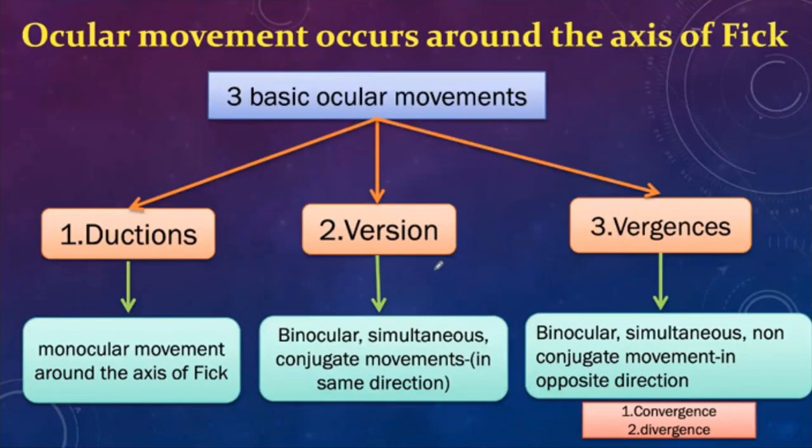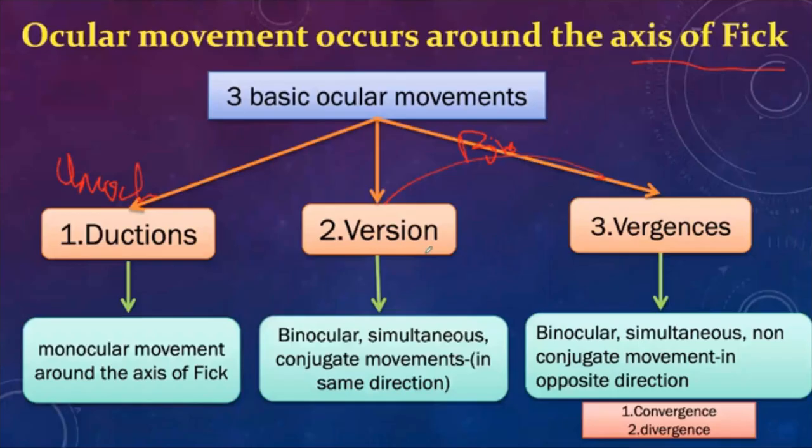So this was a rapid introduction about the anatomy of the extraocular muscles. I think that what has been mentioned, we all know it because it was discussed before in the anatomy. So let's know now what the physiology is. What are the ocular movements around the axis of fixation? We have three basic ocular movements. One of them is uniocular, which is called the duction. And the other two are binocular, which are called the version and the vergence.